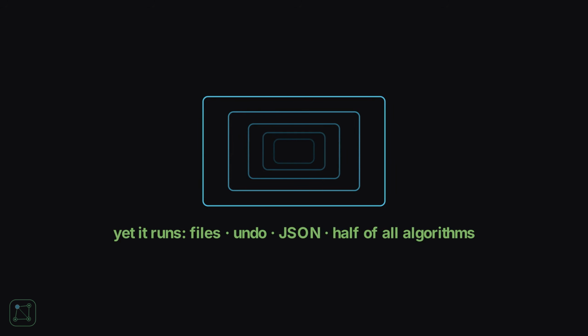A function that calls itself sounds like a recipe for an infinite loop, like two mirrors facing each other forever. And yet recursion quietly runs your file folders, your undo button, every JSON parser, and half the algorithms you'll ever meet. So how does it call itself without spiraling into chaos?